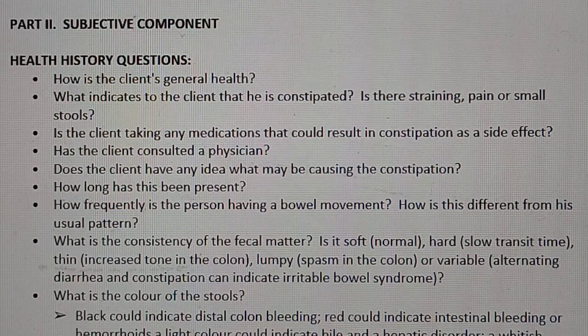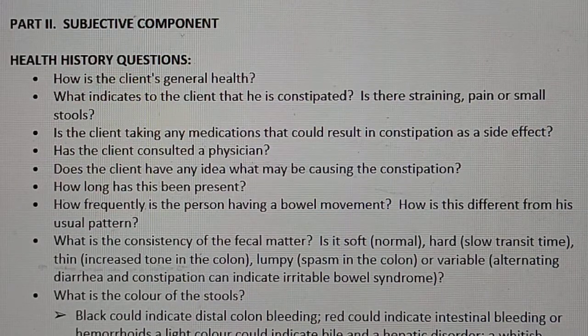Okay, has the client done anything to relieve the constipation? So did the client do anything to relieve the symptom of constipation? It's not really a condition.